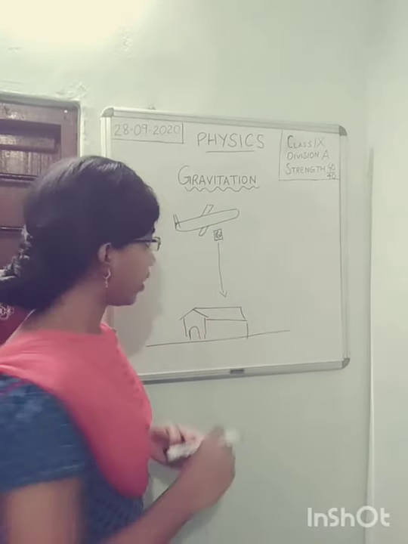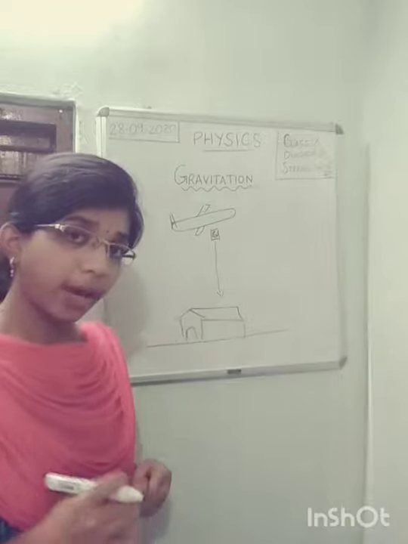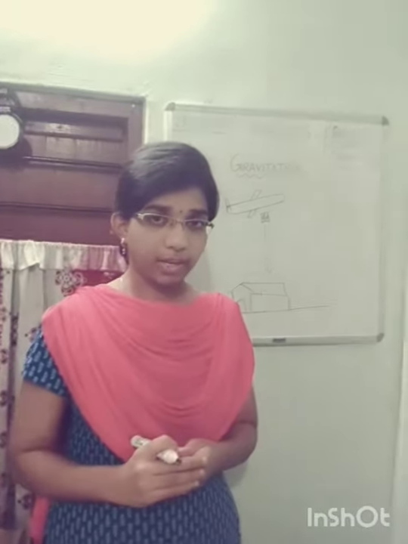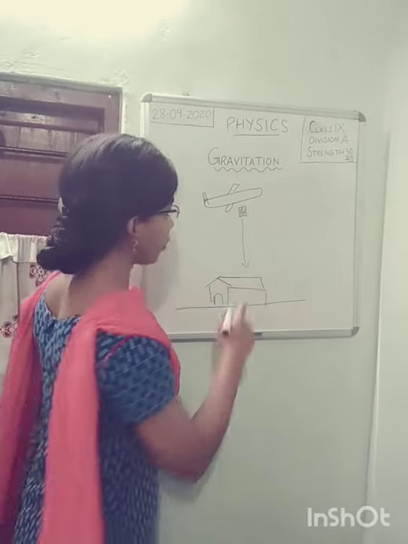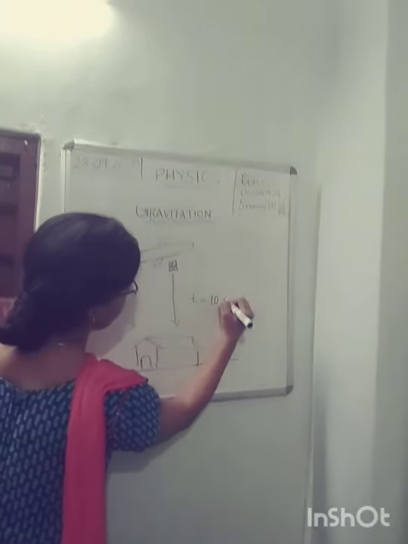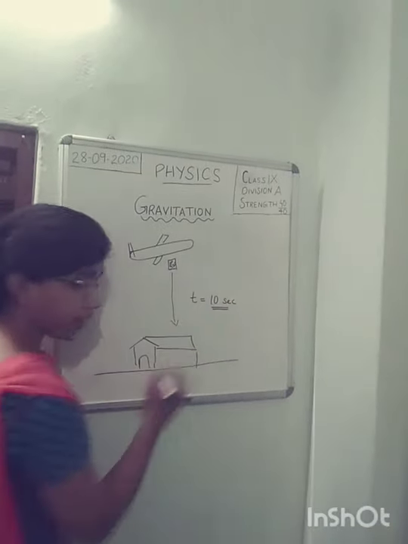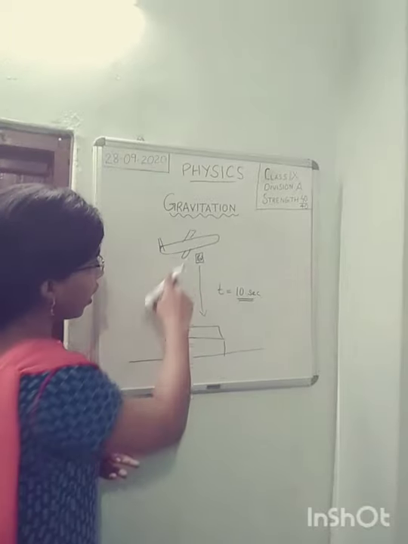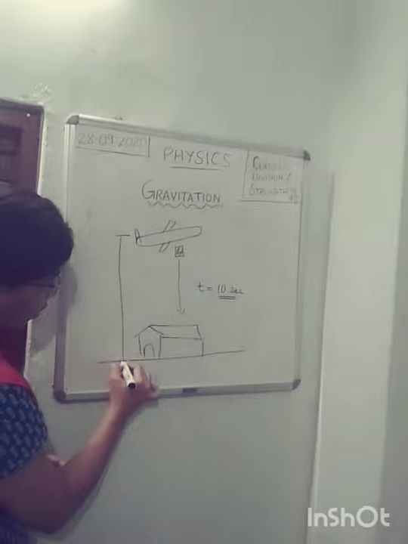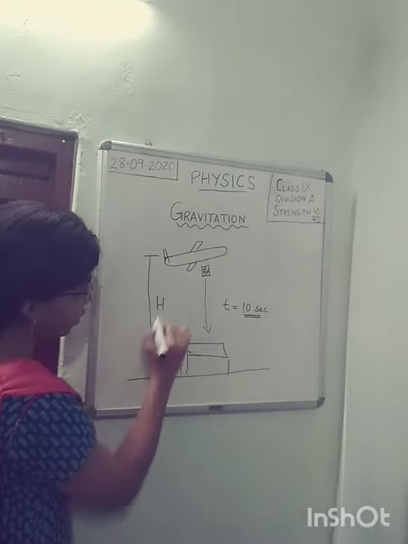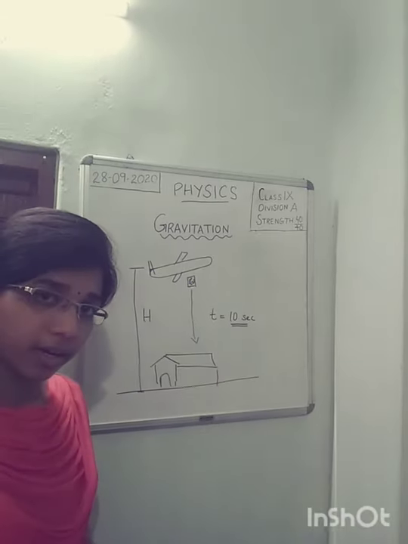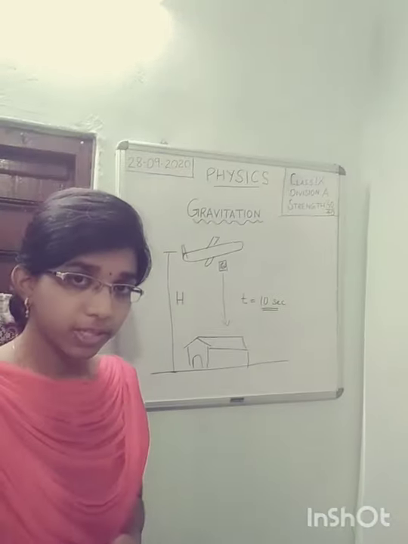Now let me ask you some questions. By answering these questions, you will definitely get some points to learn. So I told you that the box took around 10 seconds to reach the earth. Now, can you determine the height h of the plane from the ground? How can you determine the height if the time is given? Do you remember the previous chapters?